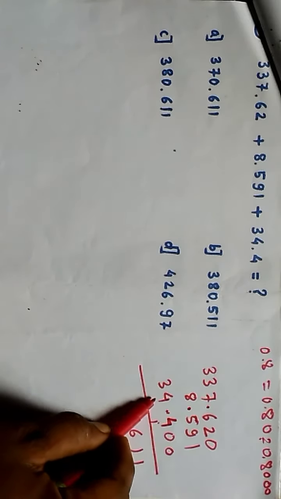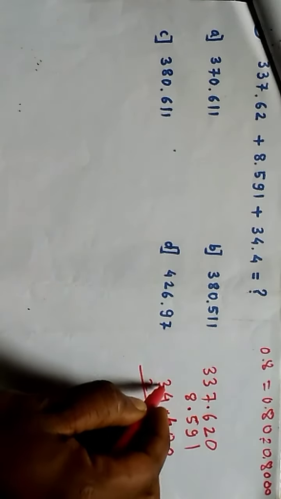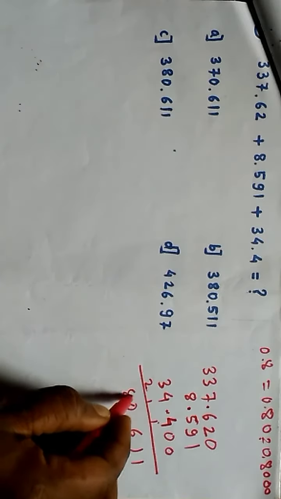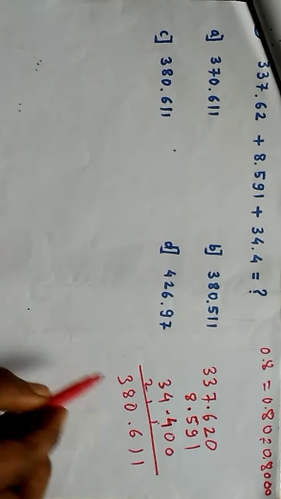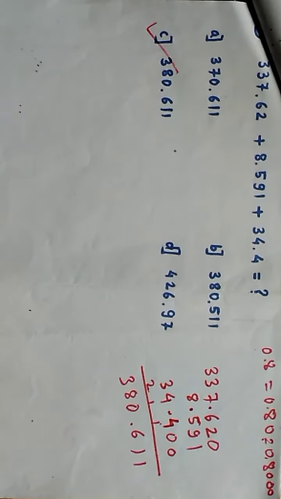This is 8 plus 8, 16, 16 plus 4, that is 22 here. 3 plus 3, 6, 7, 8 here, 3 here. So the answer is 380.61, so 11. So answer C is the accurate answer.